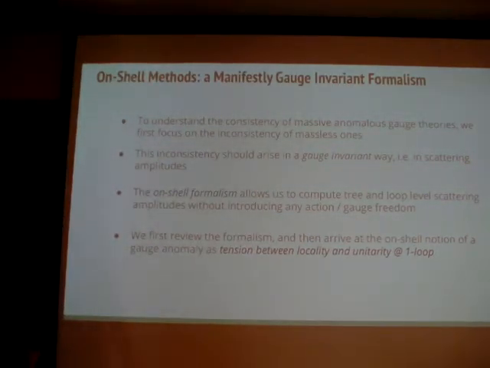So to understand the consistency of the massive theory, we first focus on the massless theory and show why it's inconsistent, and we want to show it in a gauge-invariant way. Luckily, there's a very interesting paper from 2014 by Yu-tin Huang, Chen, and McGady, which talks about gauge anomalies in the on-shell formalism. So without ever introducing an action, without ever saying the word gauge field, they're showing why a theory that involves massless vectors coupled to anomalous matter content is inherently inconsistent. And it's not inconsistent because it breaks gauge symmetry, because it never said gauge. It's inconsistent because there's tension between the unitarity of the theory and the locality of the theory. And this is what we'll show now.